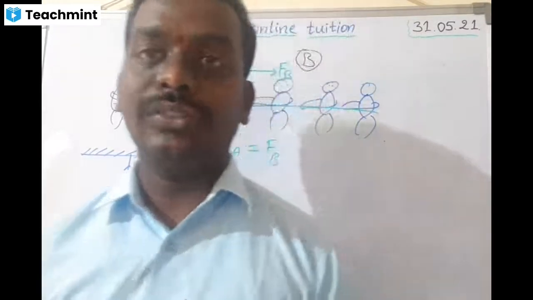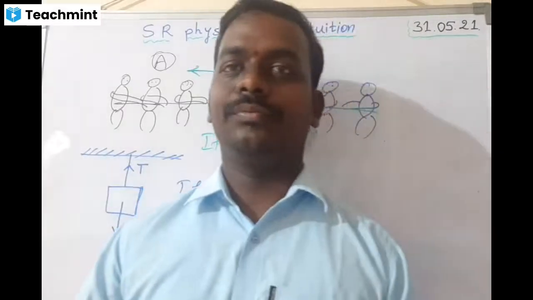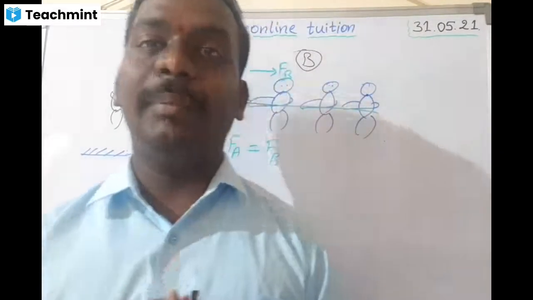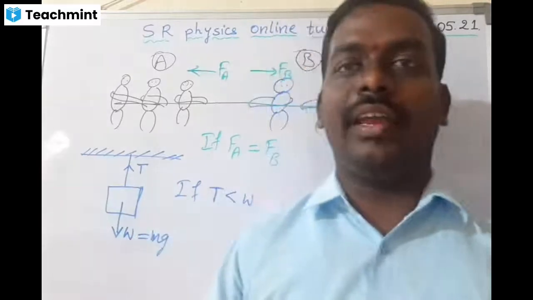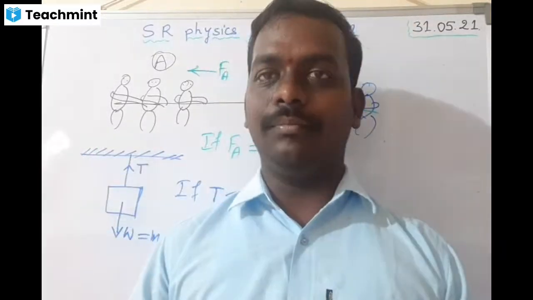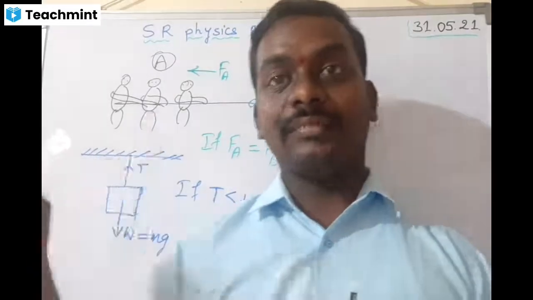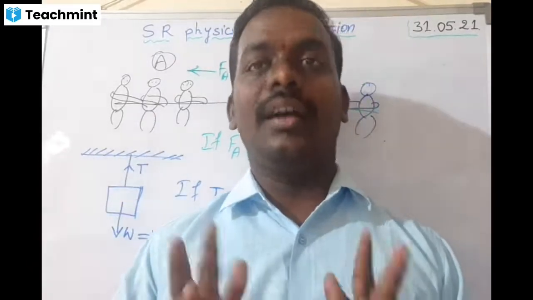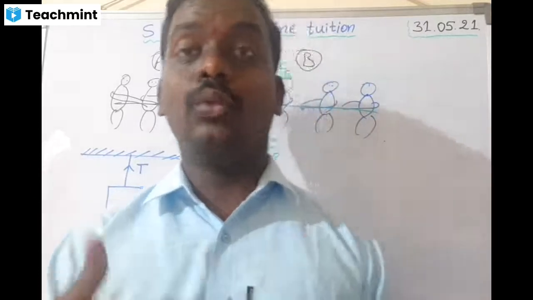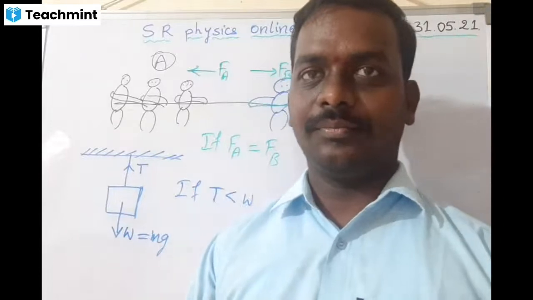Okay, and then we have seen the differences between mass and weight. Mass is independent of acceleration due to gravity, and weight depends upon the acceleration due to gravity. That is, W is equal to m into g, whereas mass is independent of g. And then after that we have seen balanced and unbalanced forces.